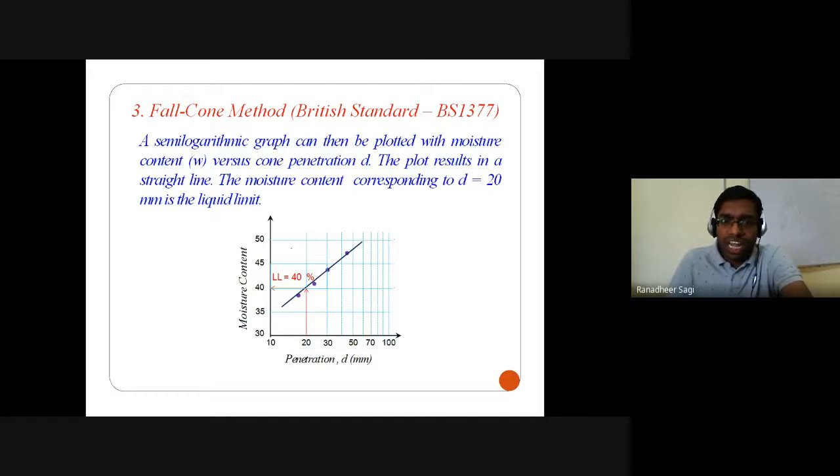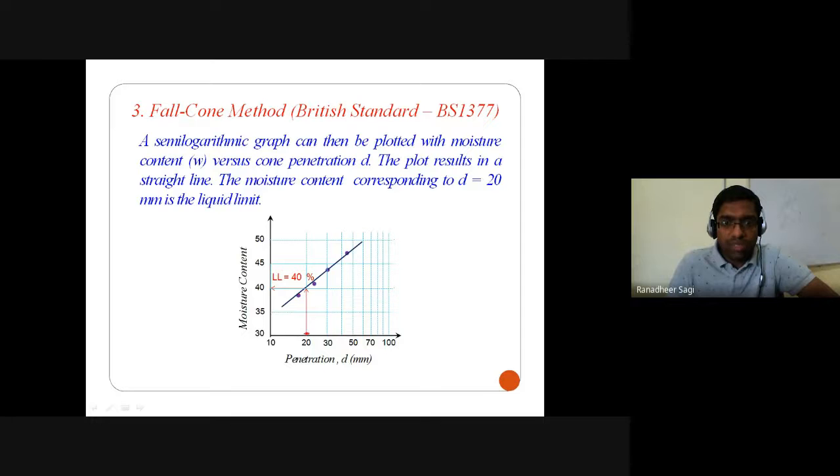A graph between depth of penetration, which is indicated on the horizontal axis on a log scale, and on the vertical axis, the moisture content. For the different data points you have, try to fit the best possible straight line. And once you fit that line, what is this test saying? The standard depth of penetration is equal to 20 mm.